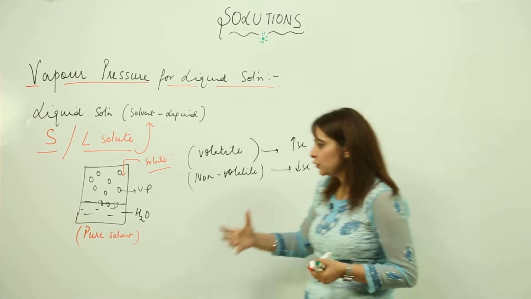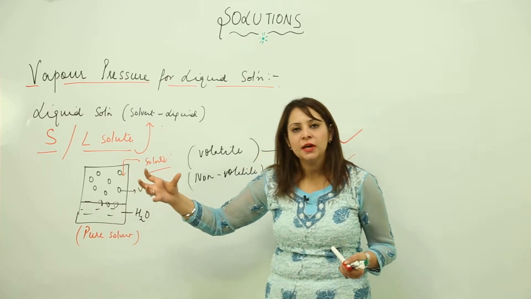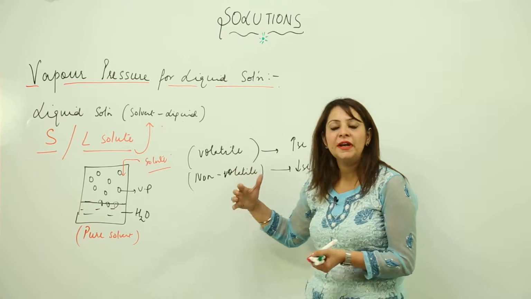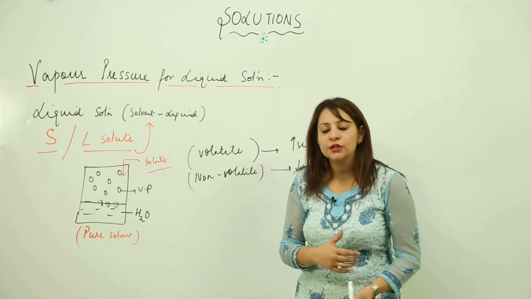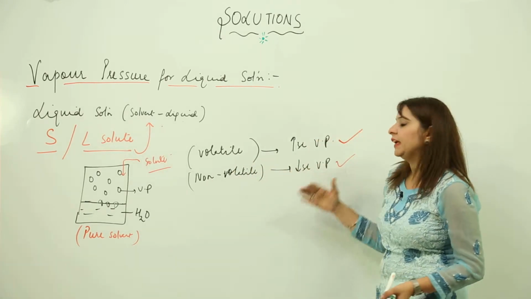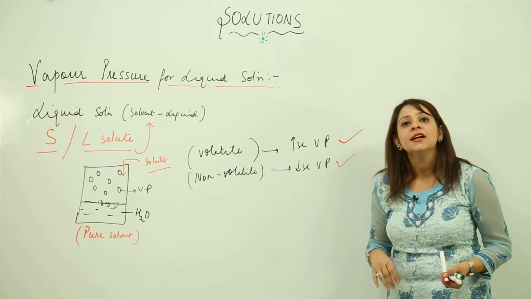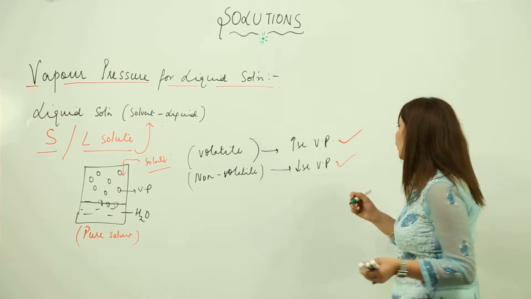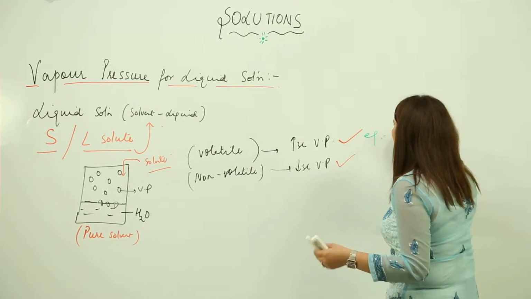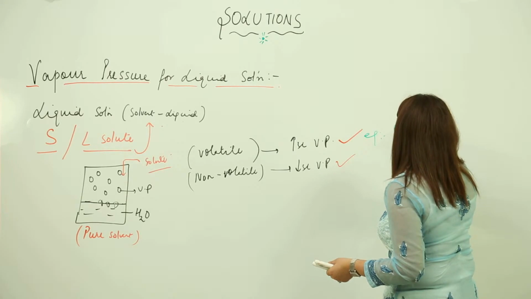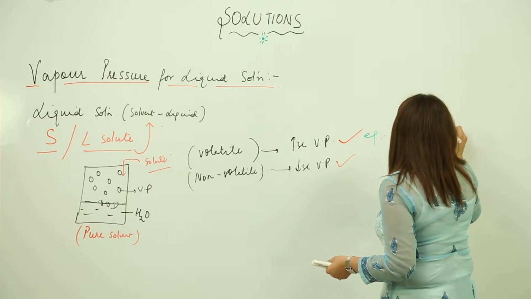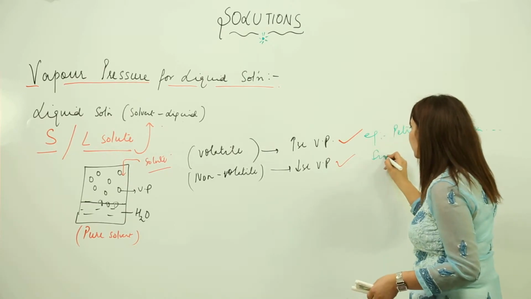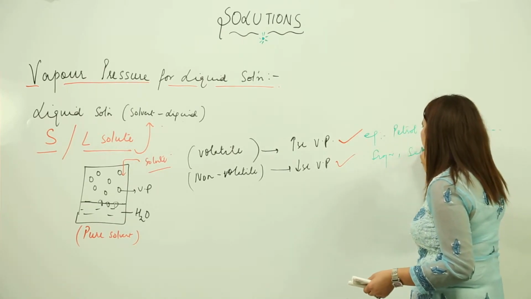Again, as I have told you, a pure solvent always has some vapors and it is exerting some vapor pressure. And when we add some solute, depending upon whether its nature is volatile or non-volatile, it is going to affect the vapor pressure. So let us write a few examples of volatile and non-volatile solutes. Volatile: petrol, diesel, kerosene, and non-volatile being sugar, salt, etc.